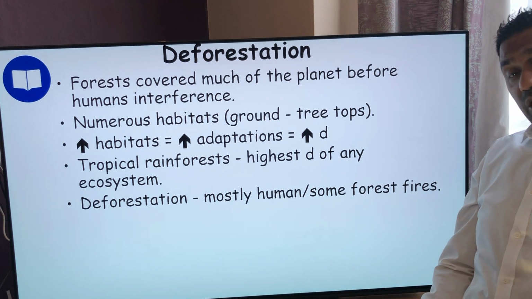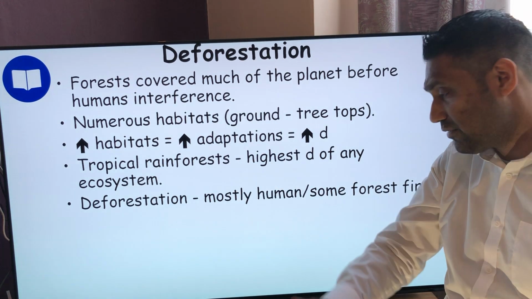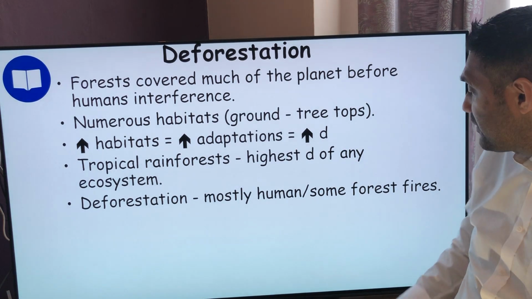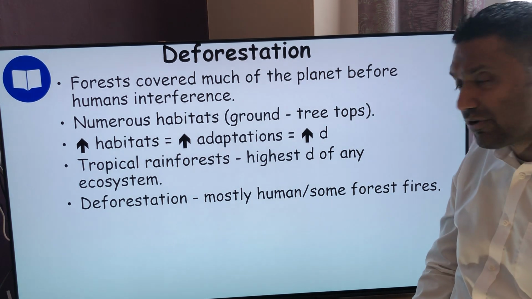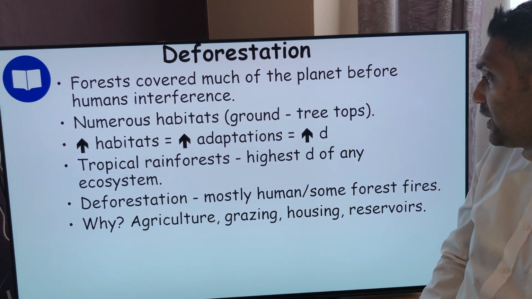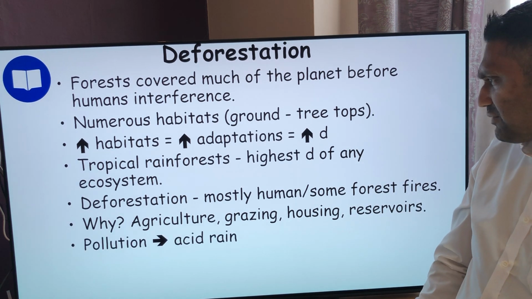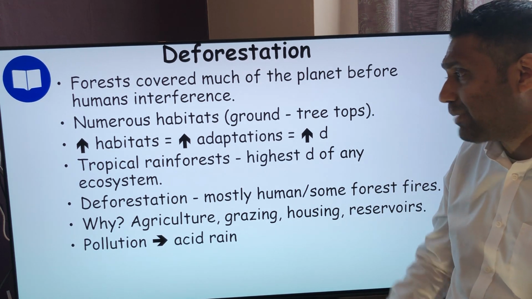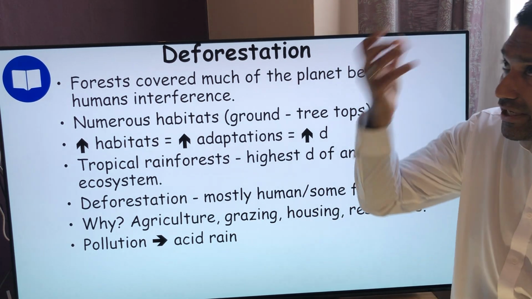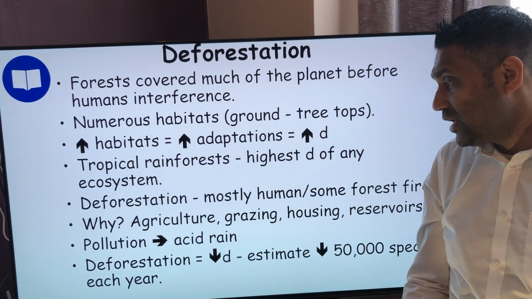Deforestation is mostly human, obviously, like slash and burn. Why? Farming, wood for furniture, for paper, for building materials for houses, because people need places to live. But some are forest fires that can happen naturally, and obviously there are some arson attacks as well. Why agriculture? We said this: grazing, housing, reservoirs even. Then the pollution from burning those forests leads to acid rain, because sulfur dioxide dissolves in the atmosphere, in the clouds, and comes down as sulfuric acid.